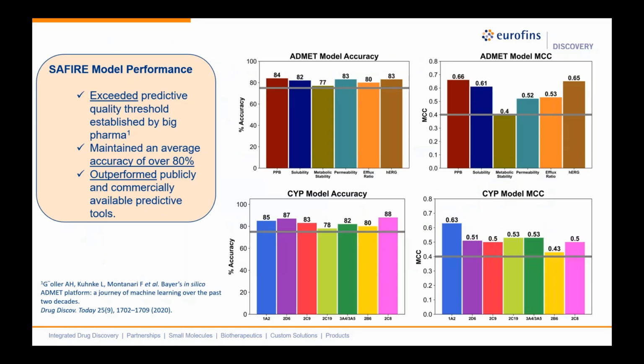We did this for SAFIRE, and we set some predictive thresholds based on a paper published by Baer in 2020, which is a 75% accuracy and a Matthews correlation coefficient, or MCC, greater than 0.4. All of our models pass those thresholds, and our average accuracy is over 80%.